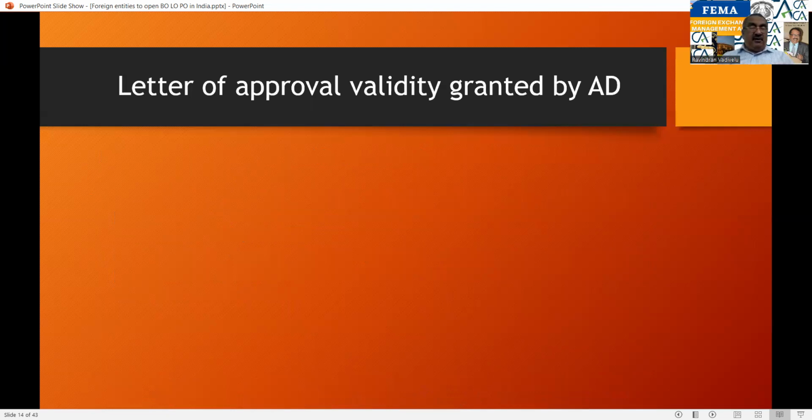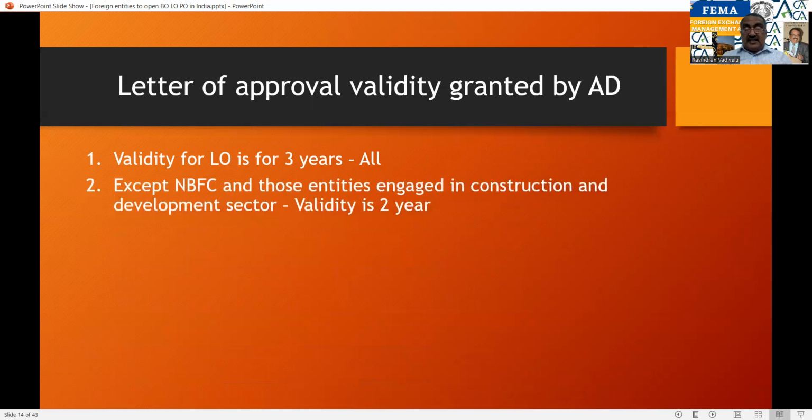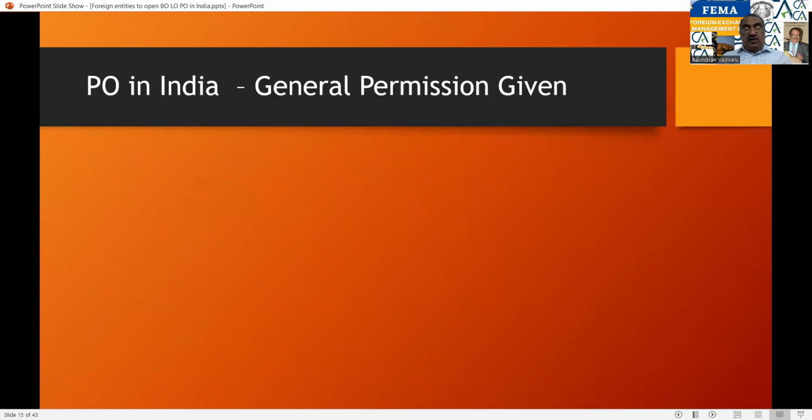Letter of approval validity. The approval is given by the authorized dealers, category 1. What is the letter of approval? Normally, the letter of approval validity of the liaison office is for 3 years for all cases, except for NBFCs and those entities engaged in the construction and development sector, where the validity for the liaison office is 2 years. And the validity of a project office is for the tenure of the project. So the project is for 3 years or 4 years, and that is the validity of the project office.